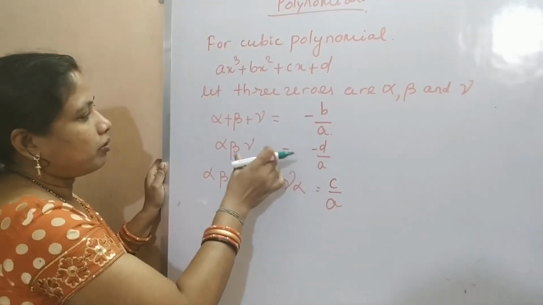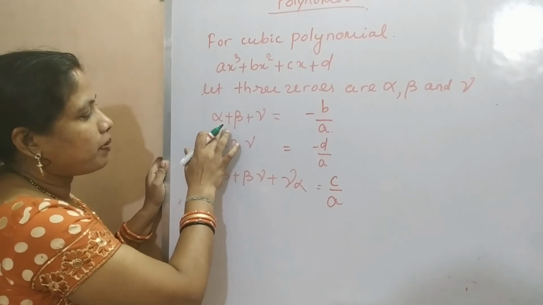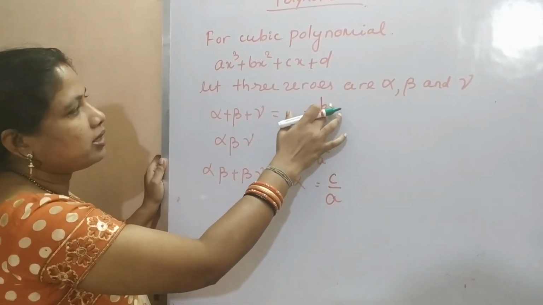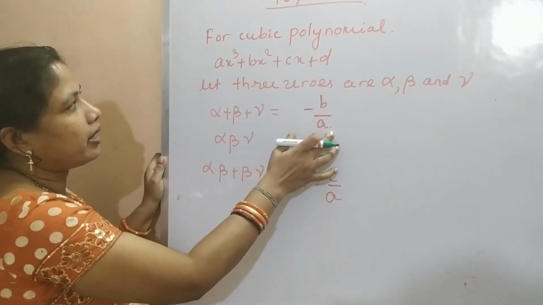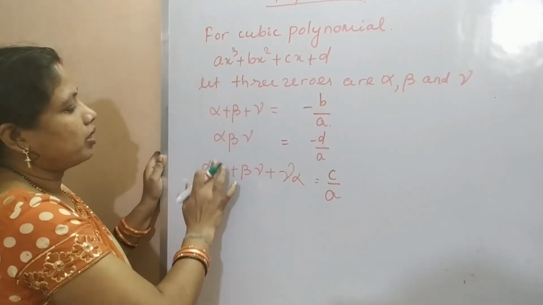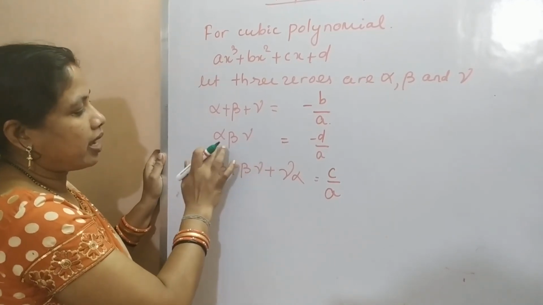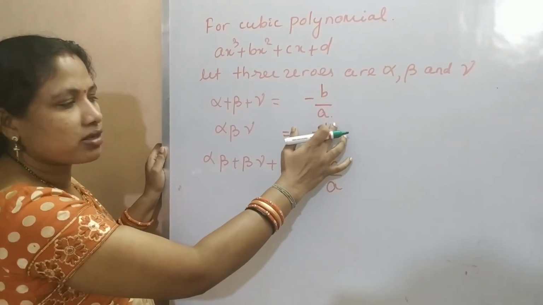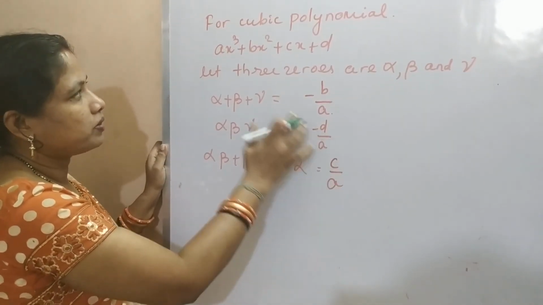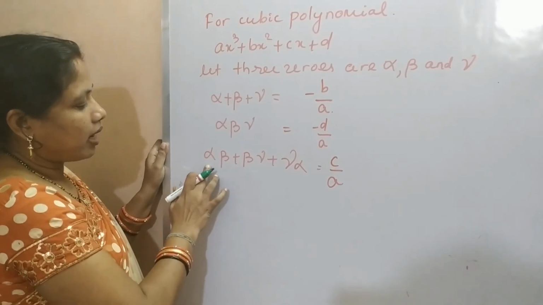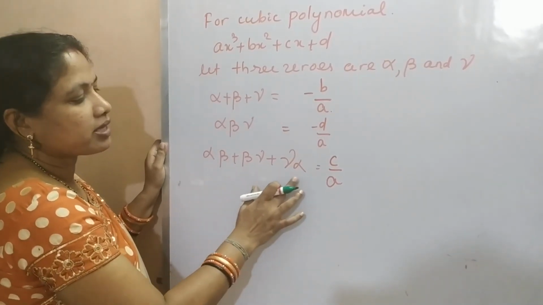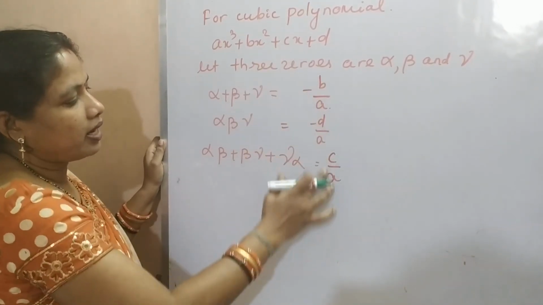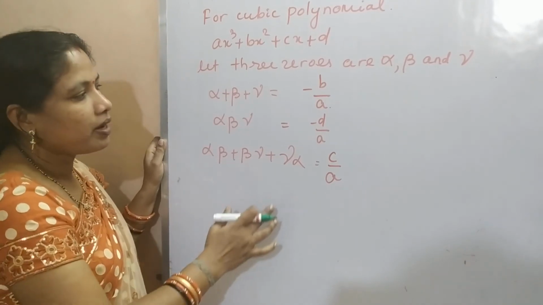So the sum of the zeros alpha plus beta plus gamma is equal to minus b by a, where b is the coefficient of x square and a is the coefficient of x cube. And product of 3 zeros alpha, beta, gamma is minus d by a, where d is the constant and a is the coefficient of x cube. Then alpha beta plus beta gamma plus gamma alpha is equal to c by a. C is the coefficient of x and a is the coefficient of x cube.